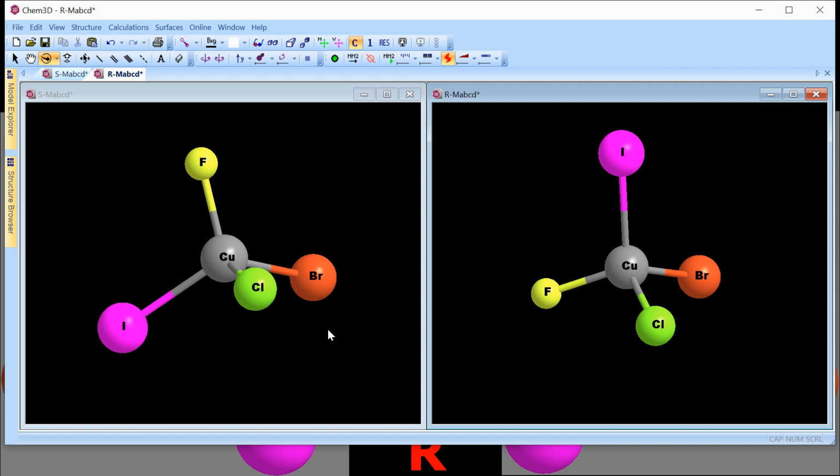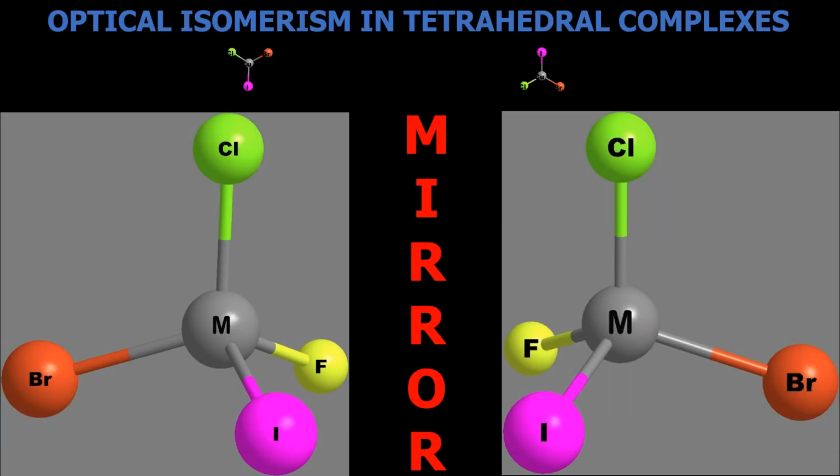Now, with this understanding, let us go back to our main presentation. I will give you some conceptual definitions and explanation of optical isomerism.